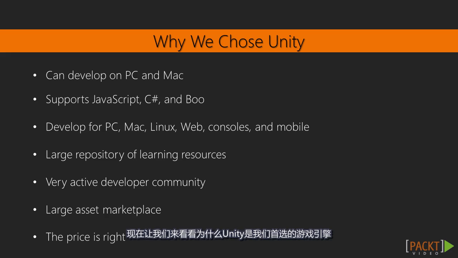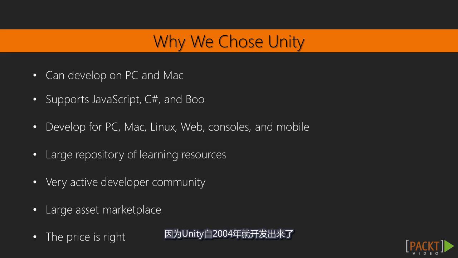Now, let's look at why Unity is our game engine of choice. Unity is available for download and installation on both PC and Mac computers. While nearly all game engines are available for the PC, few support Mac computers. When it comes to programming languages, you can use JavaScript, C#, and Boo. In fact, you can use any combination of them. Several other game engines have visual scripting, which can limit a game's functionality. Unity supports a large number of distribution platforms, so your users can potentially play your Unity games on PC, Macs, Linux, the web, consoles, and mobile devices. This is a robust list.